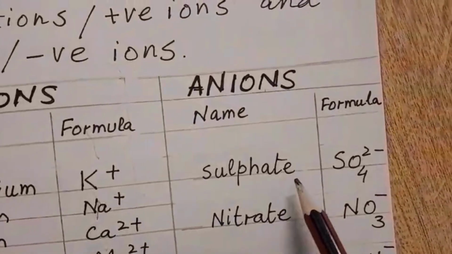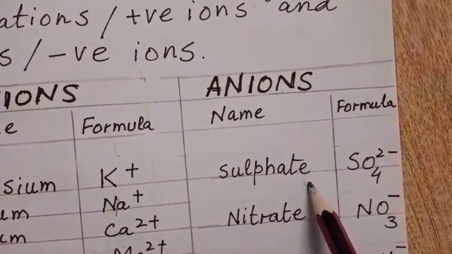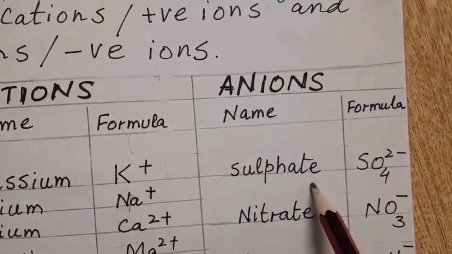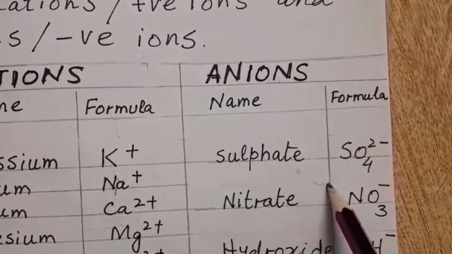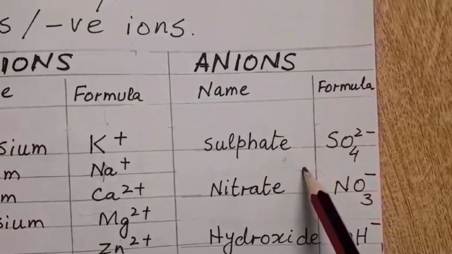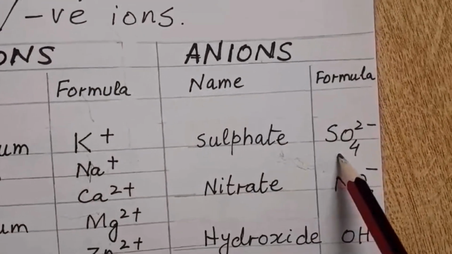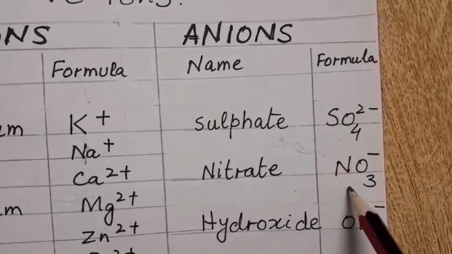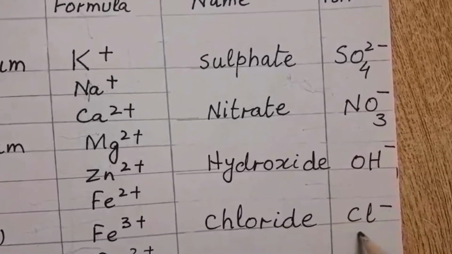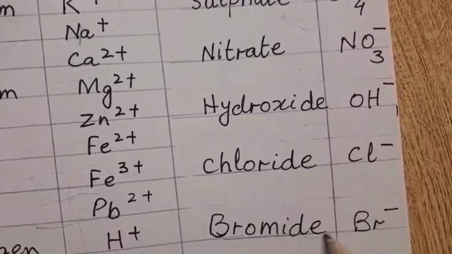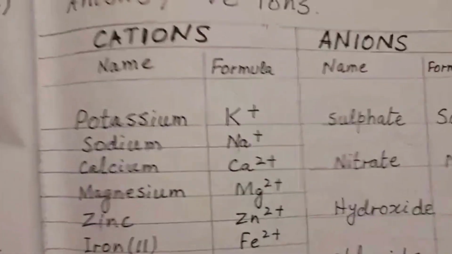Now we have the list of anions, because they are attracted towards the positive terminal of the battery, called the anode, and the anions are the negative ions. These are the anions: sulfate ion, SO4 2-, nitrate ion, NO3-, hydroxide ion, OH-, chloride ion, Cl-, bromide ion, Br-, iodide ion, I-.